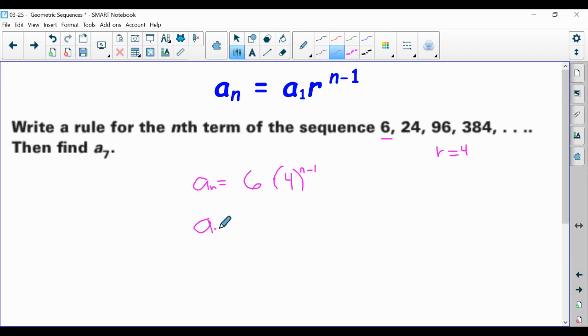Okay, so we're going to find a sub 7. A sub 7 equals, all I'm going to do is substitute a 7 in here. So I have 6 times 4 to the 7 minus 1.